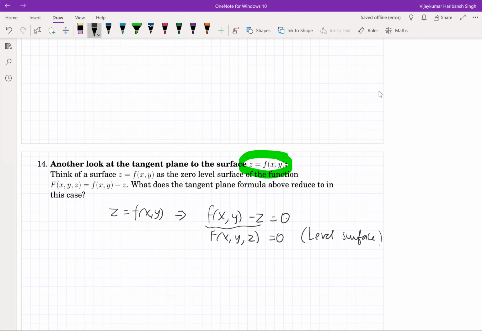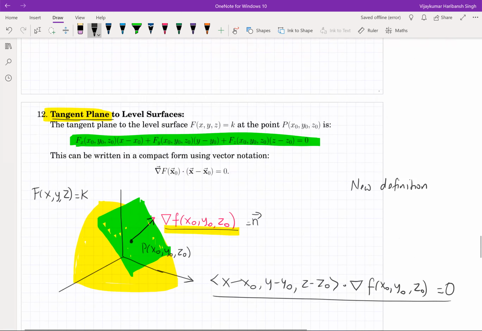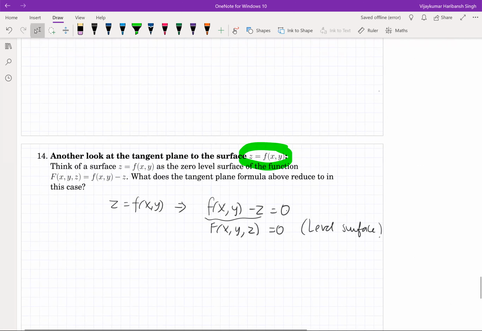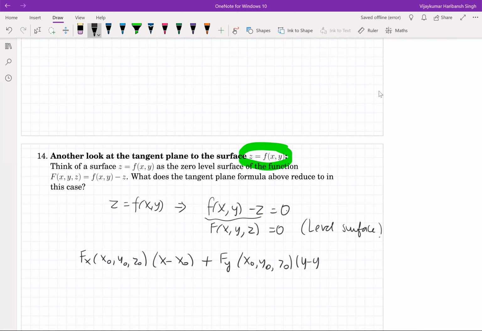And now what does our equation tell us? Our new definition is, what do you basically take, fx at x naught, y naught, z naught times x minus x naught plus fy at x naught, y naught, z naught, y minus y naught plus fz at x naught, y naught, z naught, z minus z naught equals to 0. So this is your definition, right?